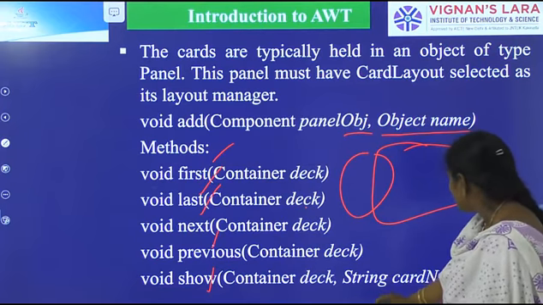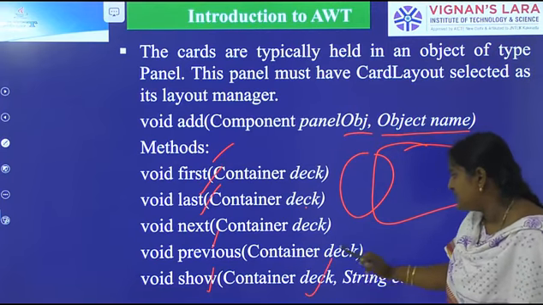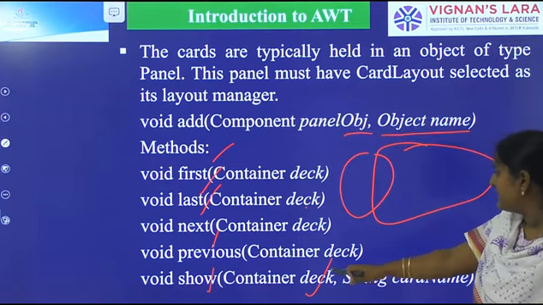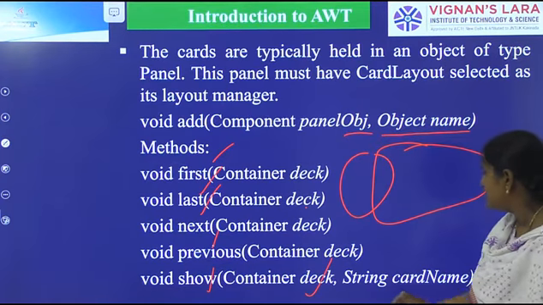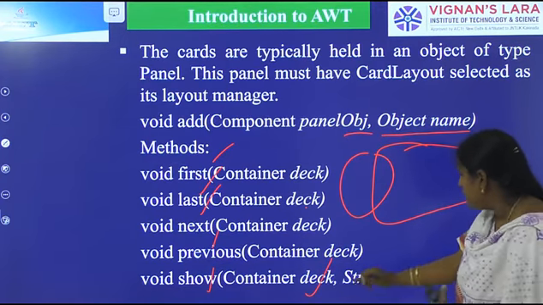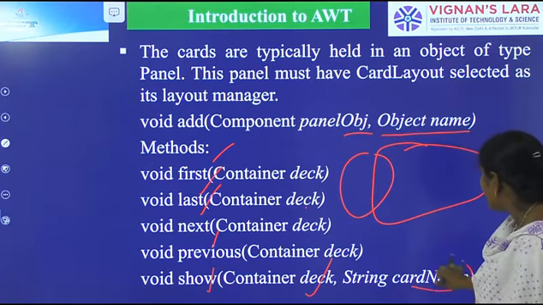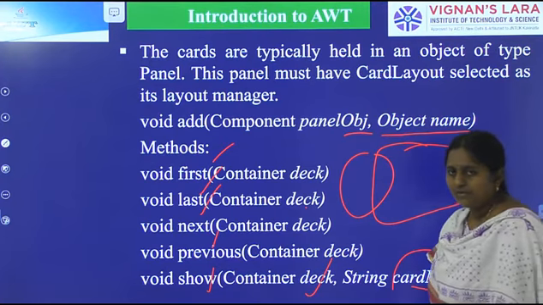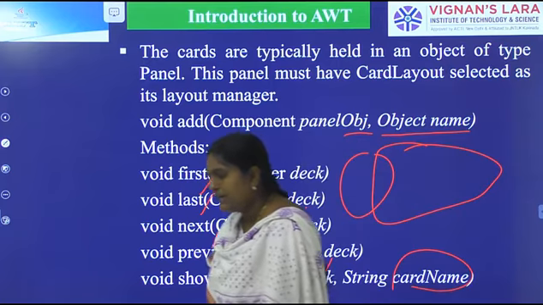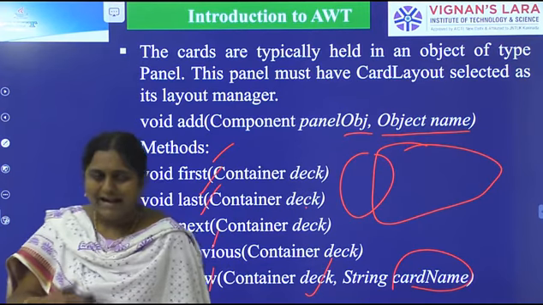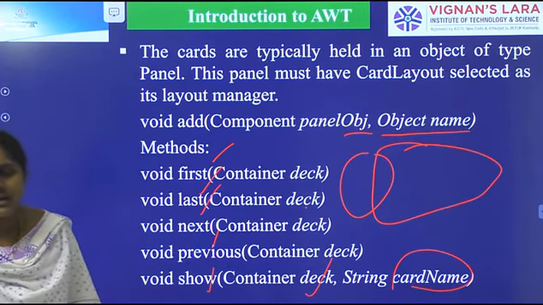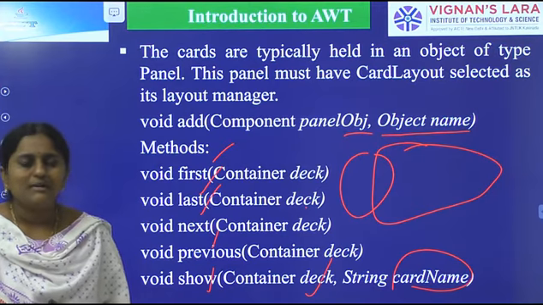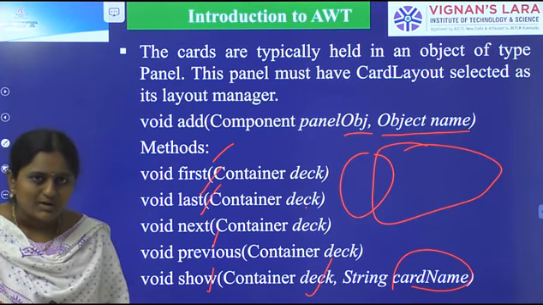Next, show takes a container object, so it has two arguments: the deck and the card name. The deck is of Container type, and the card name is of String type. This is where you can pick the card and add these cards on a container. So card layout simply means that at a time only one card is visible.